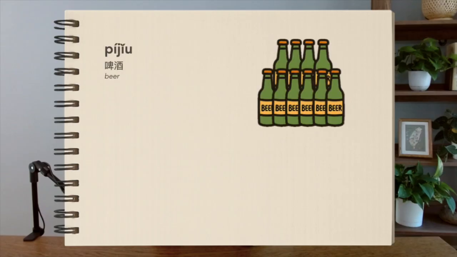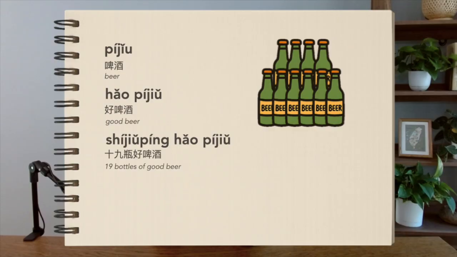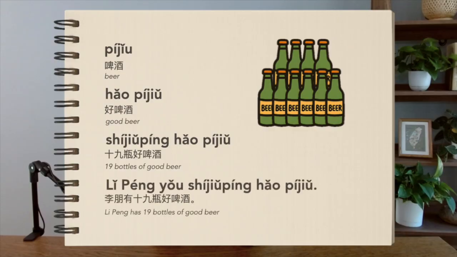Now let's compare the third tone and second tones, since people often confuse the two. 啤酒，好啤酒，19瓶好啤酒，李鹏有19瓶好啤酒。Can you hear the difference? The third tone stays low, while the second tone rises.